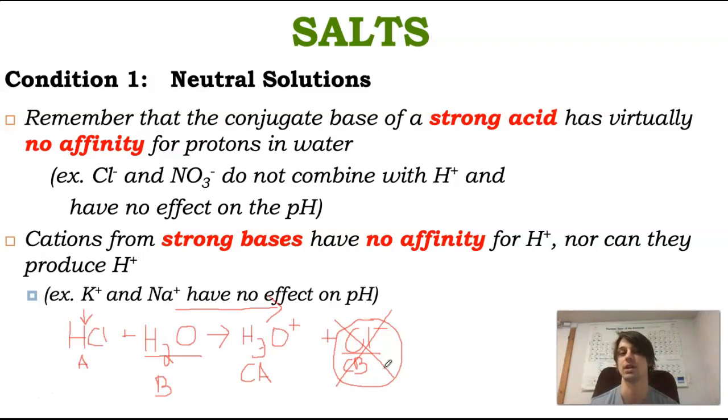Okay, so it doesn't do anything. It has no effect on the pH of a reaction. And this is the same thing with K and Na. These are pieces of strong bases. So technically these would be conjugate acids, but they're conjugates of a strong base. Therefore, they don't really matter. So they're not good at doing their job of grabbing hydrogen, and they don't. Okay. So therefore, they don't affect the pH.